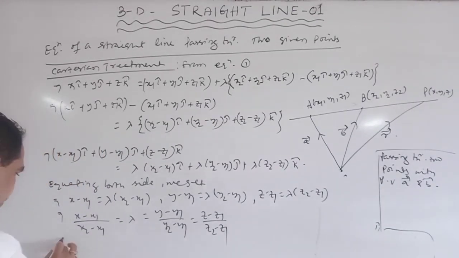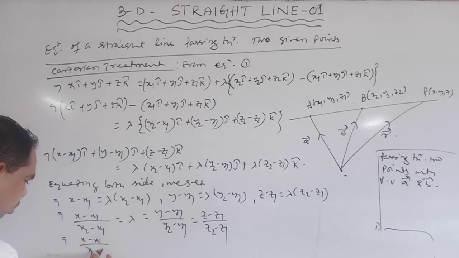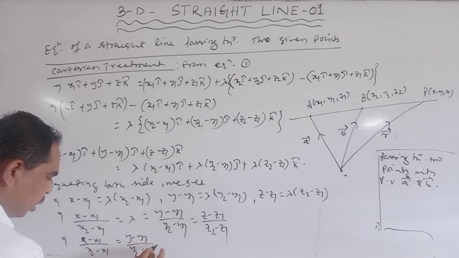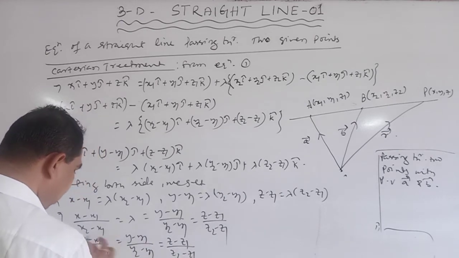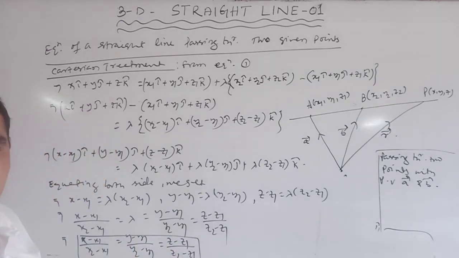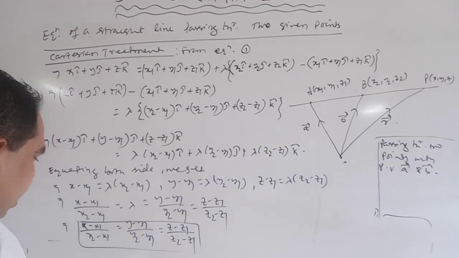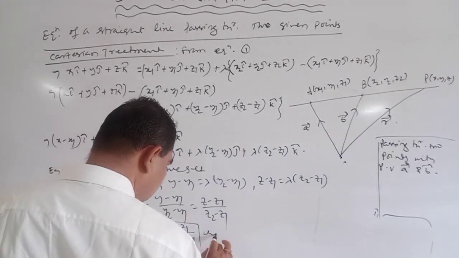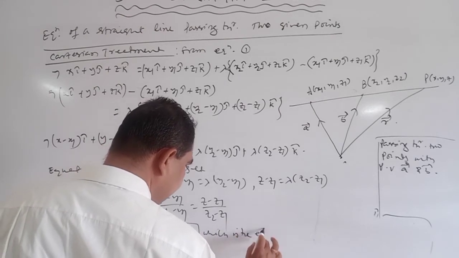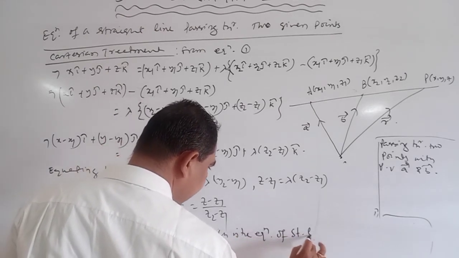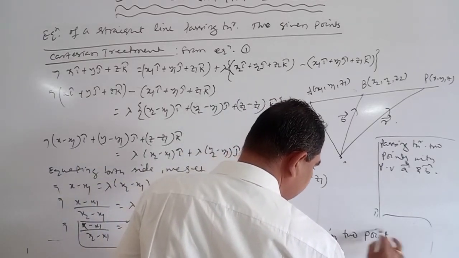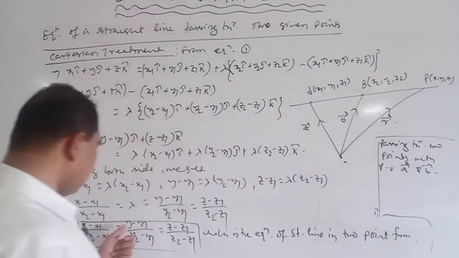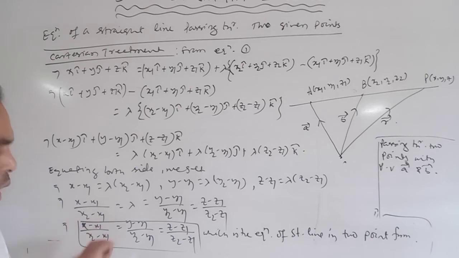Or this implies x minus x1 by x2 minus x1 is equal to y minus y1 by y2 minus y1 is equal to z minus z1 by z2 minus z1, which is the equation of a straight line in 2-point form. We are given two points, x1 y1 z1 and x2 y2 z2, and we simply put them in.